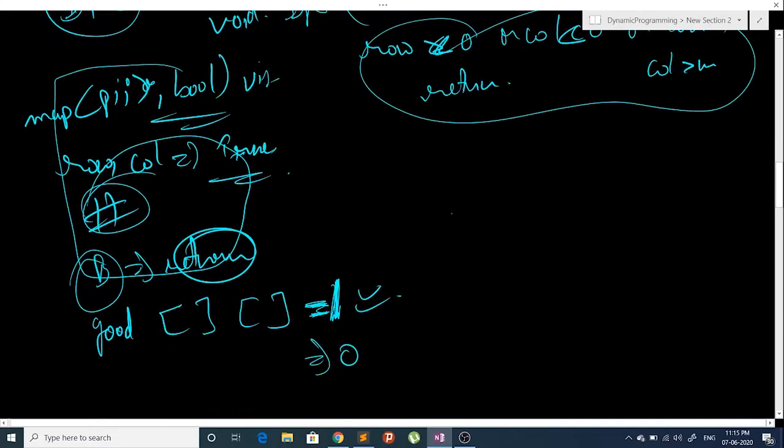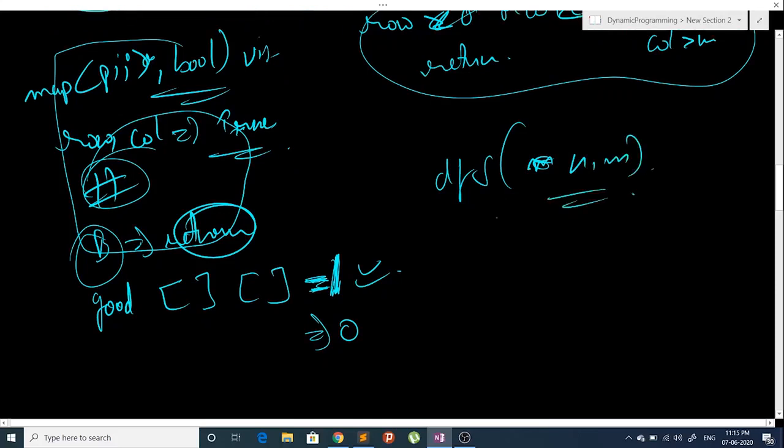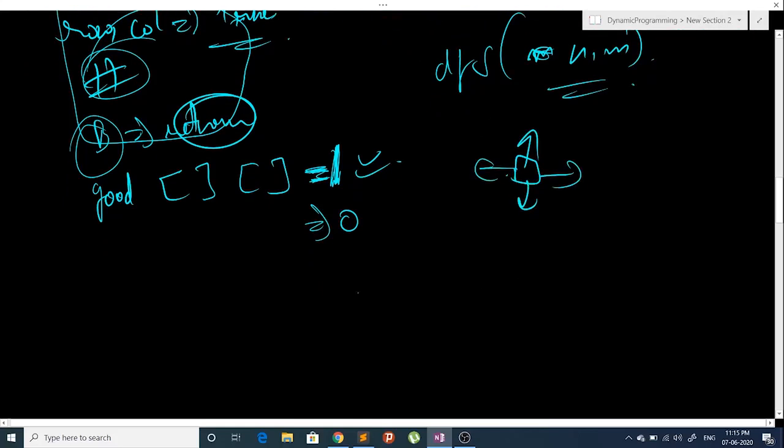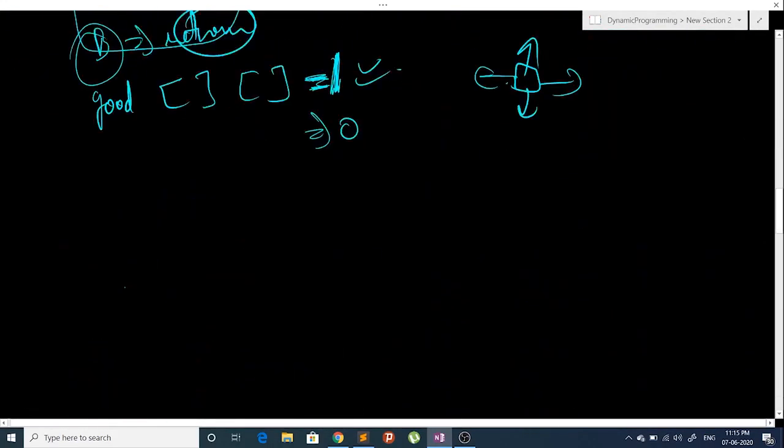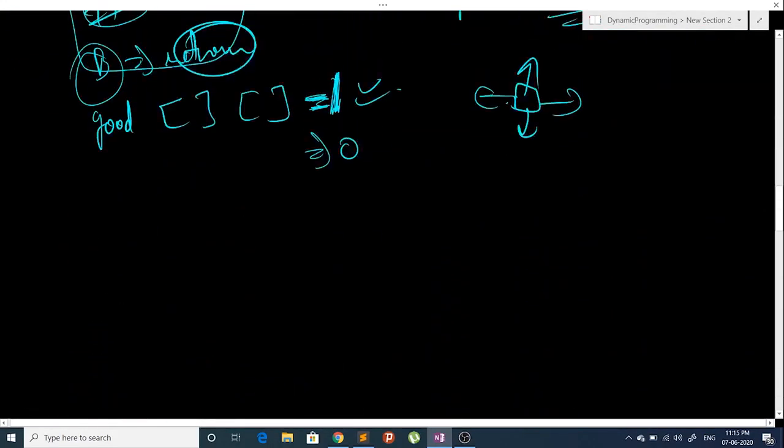And in the main function I'll call my DFS from n comma m, and I'll just go from each cell to all the other cells for each DFS call. So this is the solution for problem D, guys. Now let's discuss the solution for problem A.